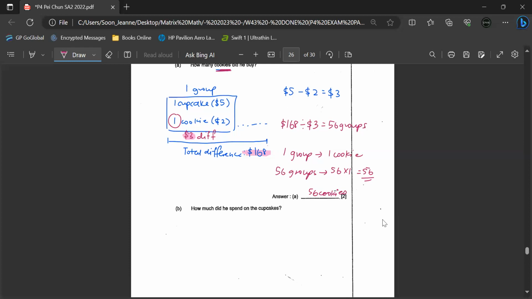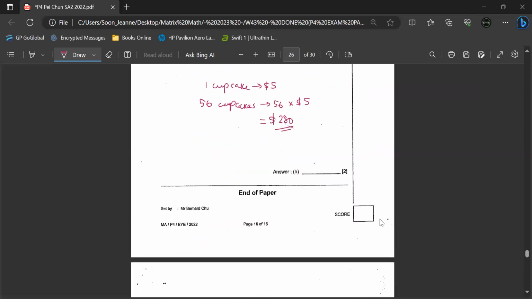How much did he spend on the cupcakes? You know that 1 cupcake is $5. Okay, write down. And we know that since there are 56 groups, it means that he will have 56 cupcakes also. Because he got 56 cookies, which means he also got 56 cupcakes. Okay, so 56 times 5, because one cupcake is $5, right? So 56 cupcakes will be 56 times 5, which will be $280. So I write down 280. Okay, that's the end of the exam paper review.